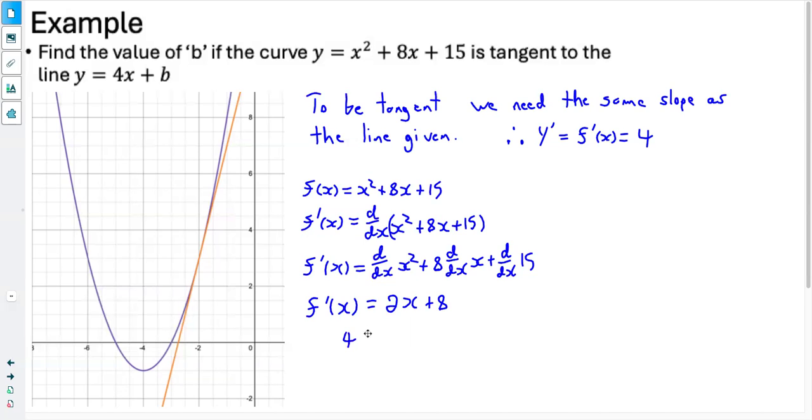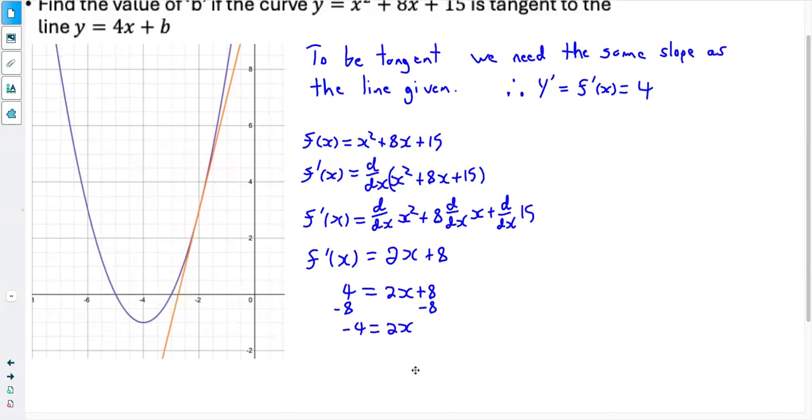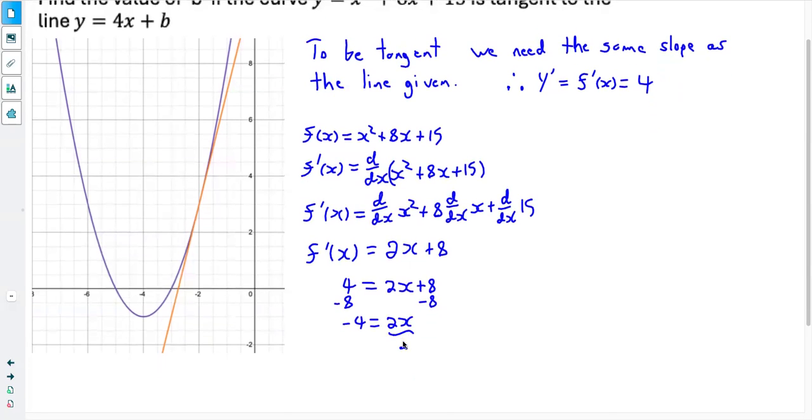Now we know that we have a slope of 4, so we can replace this with 4. So we have 4 is equal to 2x plus 8. I would then subtract 8 from both sides. So that gives us negative 4 is equal to 2x. At this point, I would divide both sides by 2. And we have negative 2 is our x value. So we know that the tangent is at a location where x is negative 2.